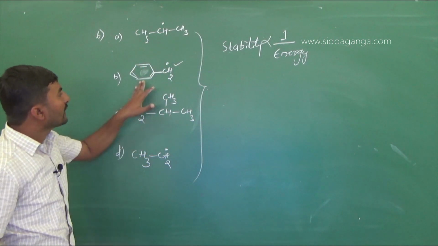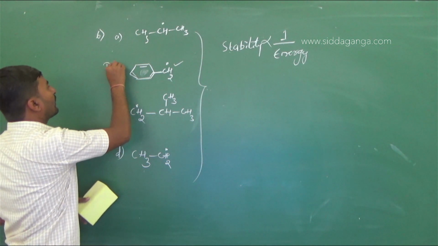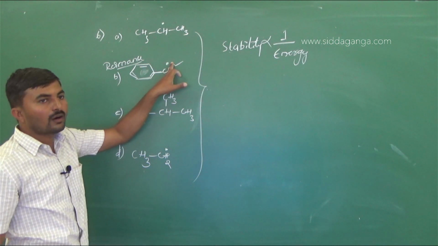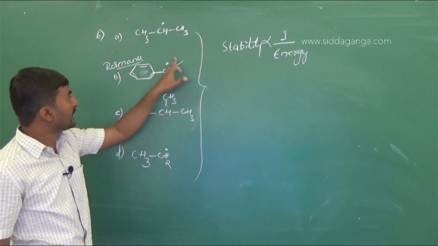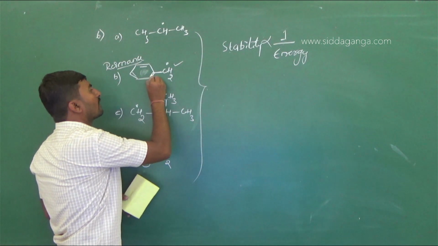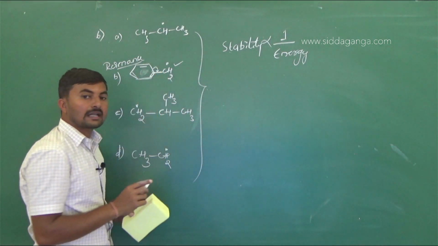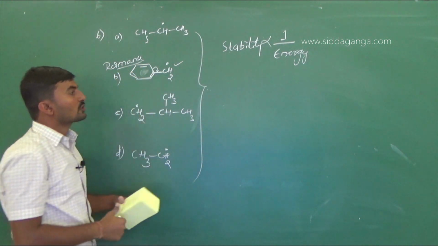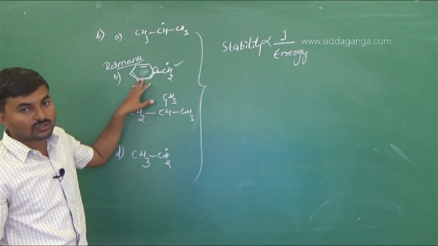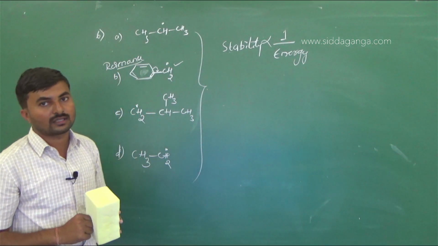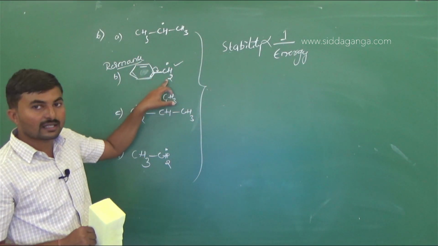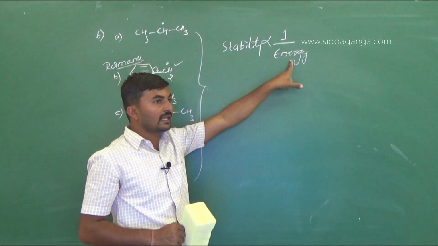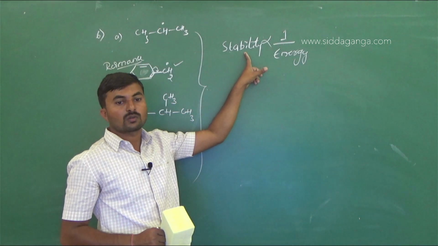The electrophilicity of this free radical is satisfied by resonance, through the electrons of the benzene ring. This molecule is more stabilized by resonance. The more resonance, the more the molecule's energy reduces. As the number of resonating structures increases, the energy of the molecule decreases, and with the decrease in energy, the stability of the molecule increases.